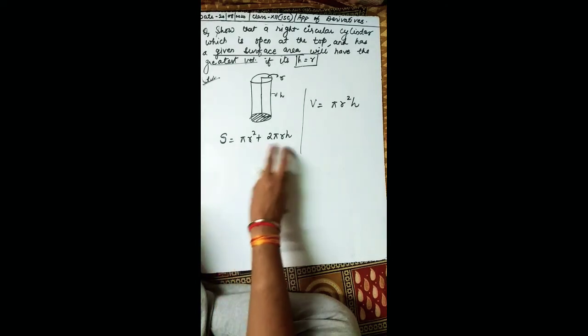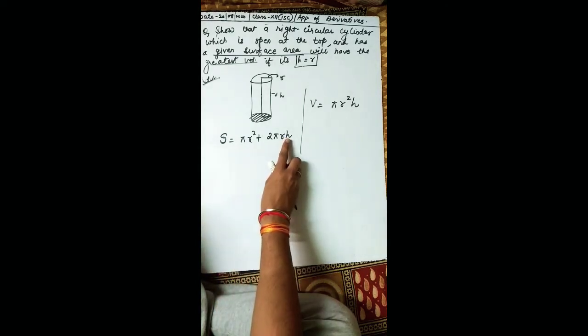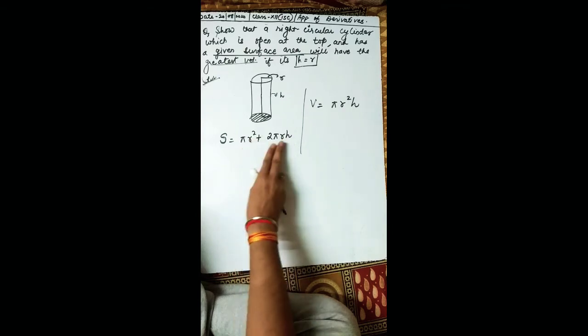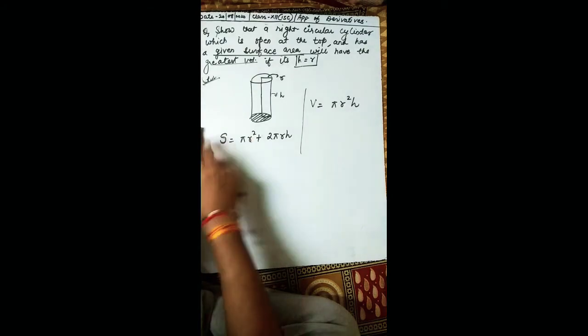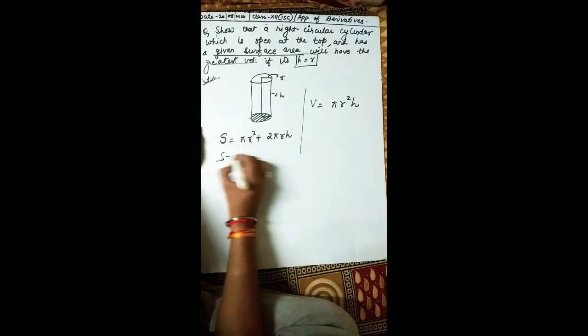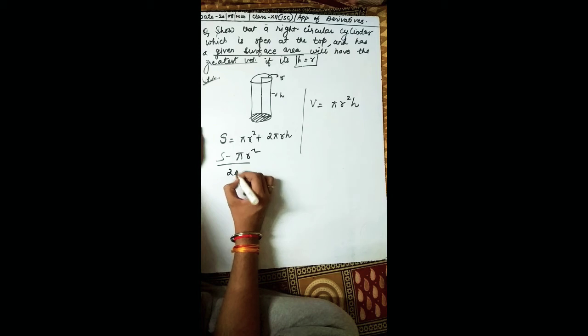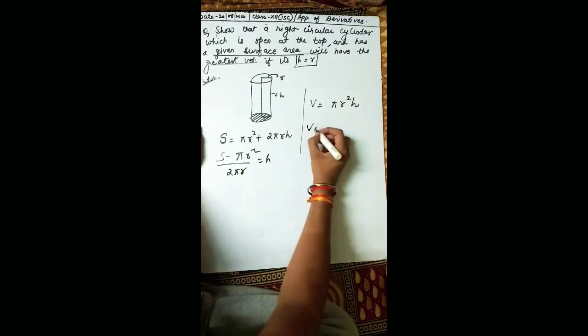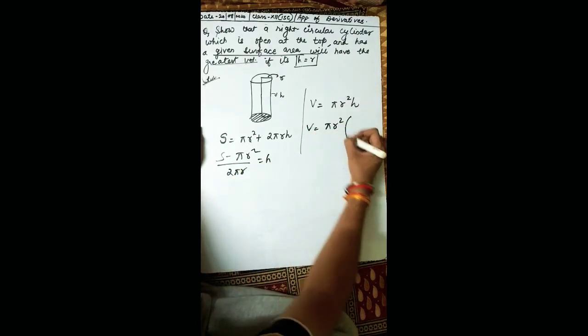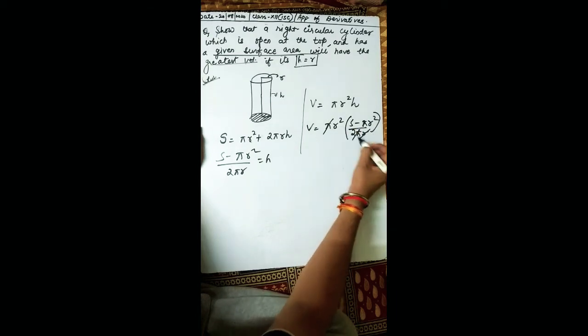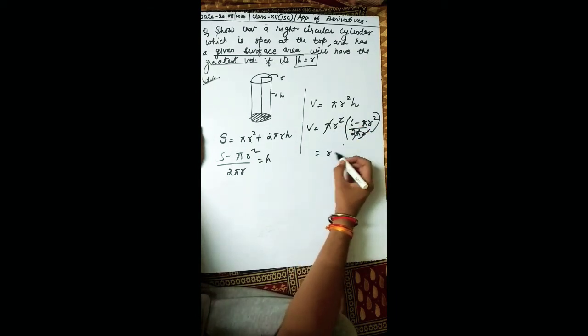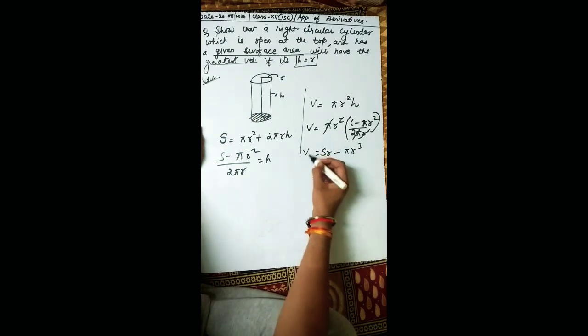Now it is very easy for us to replace the h, because h is single here, and here we have r square and r, so it is very difficult to find the value of r from here. So what we do is find the value of h from this equation. So s minus pi r square upon 2 pi r equal to h. Put here pi r square bracket s minus pi r square upon 2 pi r. Okay, pi to pi you can cancel, 1 r to r you can cancel. You will get, multiplying r inside, sr minus pi r cube. You got v is equal to this.